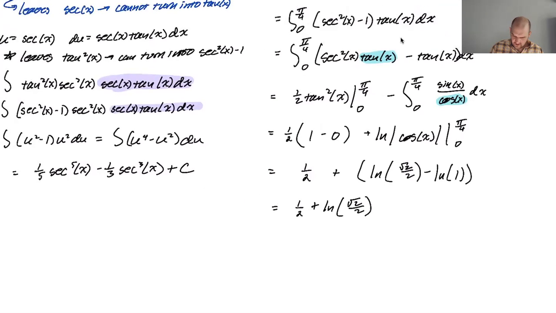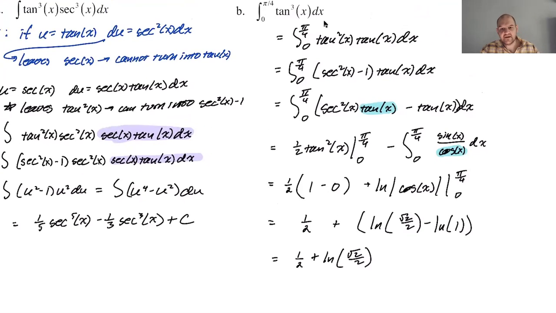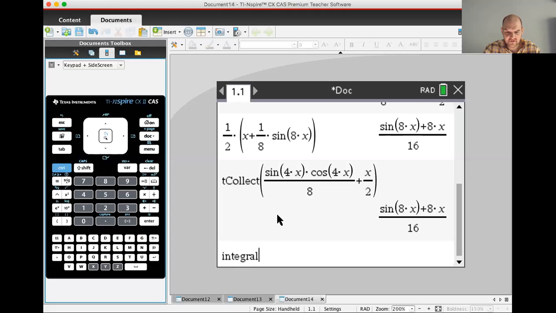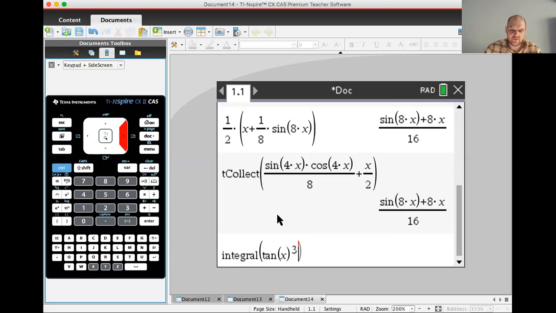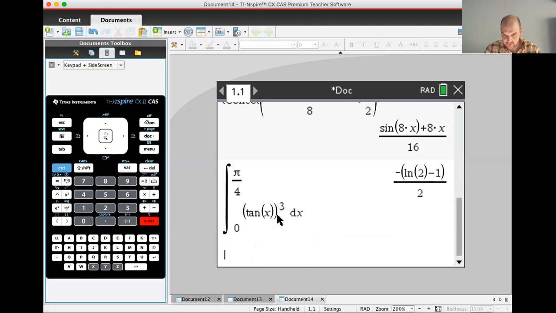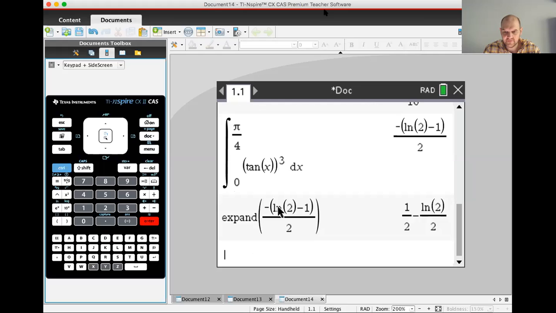Well, that's crazy. I think we should check that. And I'm going to be very, very sad when it's not right. Which, I think it's right. Integral of tangent of x cubed dx from 0 to pi over 4. Are these equivalent? I think they are equivalent. Oh man. All right, here we go. I'm going to write that down just so that you know what the calculator said. The calculator said 1 minus natural log of 2 over 2. That would be if I expand that. Can you expand that? Yeah, 1 minus natural log of 2 over 2.